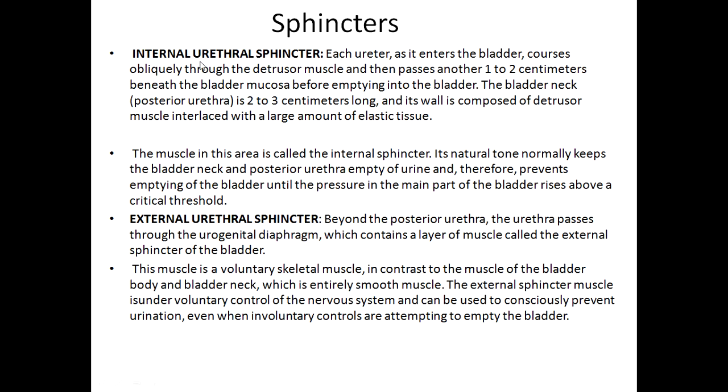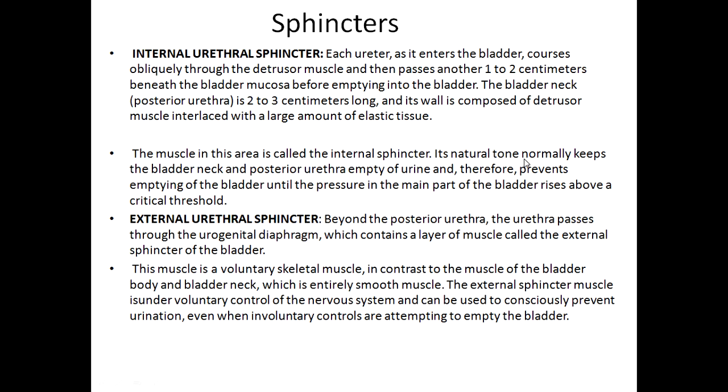There are mainly two sphincters, the internal urethral sphincter and the external urethral sphincter. So where is this internal urethral sphincter present? Each ureter, as it enters the bladder, courses obliquely through the detrusor muscle and then passes around another 1 to 2 centimeters beneath the bladder mucosa before emptying into the bladder. The bladder neck and posterior urethra is 2 to 3 centimeters long and its wall is composed of detrusor muscle interlaced with a large amount of elastic tissue. Here this internal urethral sphincter is present. See, the muscle in this area is called the internal sphincter.